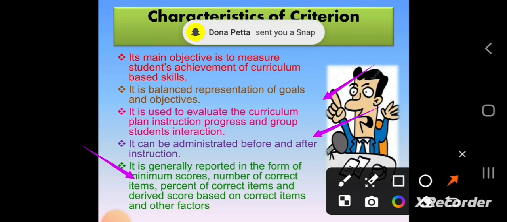Reported in various forms. Results are often reported as minimum score, the number of correct items, the percentage of correct items or derived score based on correct items and other relevant factors. These results are used to determine whether students have achieved the desired competencies or not. These characteristics make CRTs highly effective for determining whether students have met specific education standards or objectives.